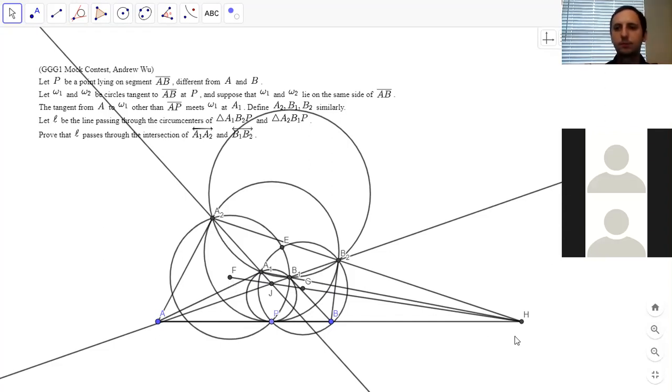I don't even think you really need point E. If an inversion swaps two circles, the center has to be collinear with their centers, right? By symmetry. So we just have to show FA2 is tangent to the circle.